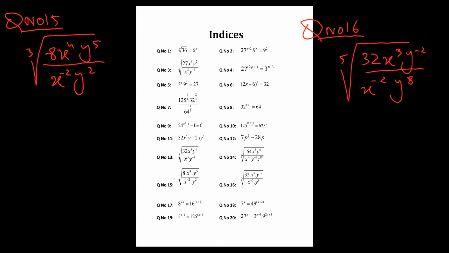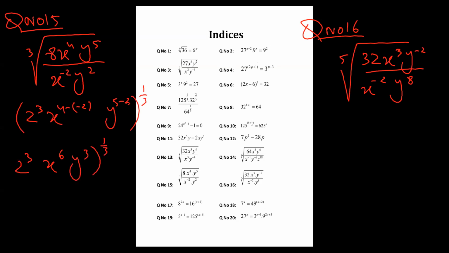So question number 15 I'm doing now. Question number 15. 8 is 2 to the power 3 and x to the power 4 minus 2. Y to the power 5 minus 2. And on the top I have 1 by 3. 2 to the power 3, x to the power 6, y to the power 3. Now distribute the power and that's it. So 2x to the power 2, y is my answer.